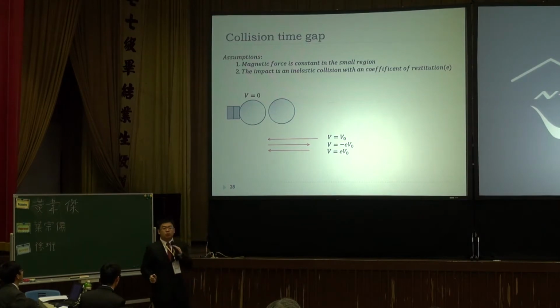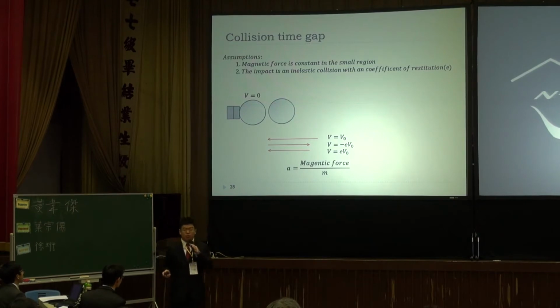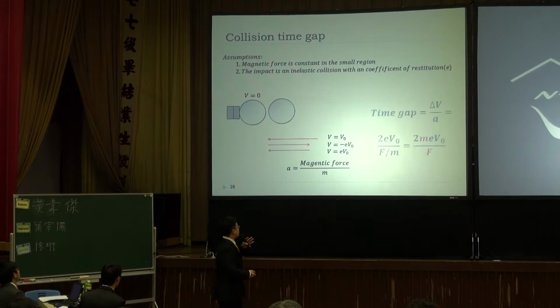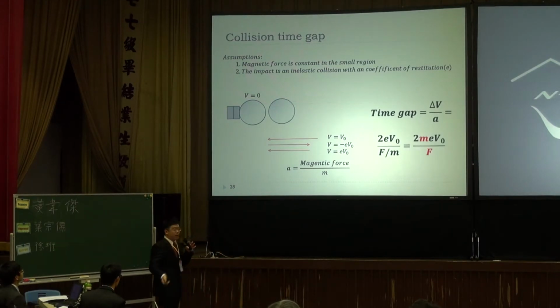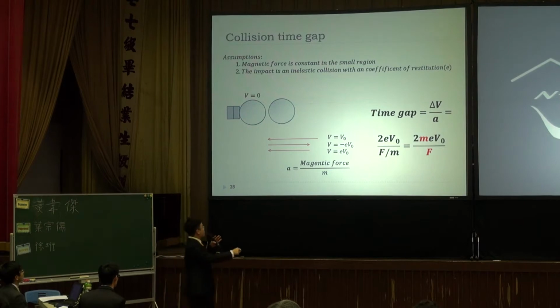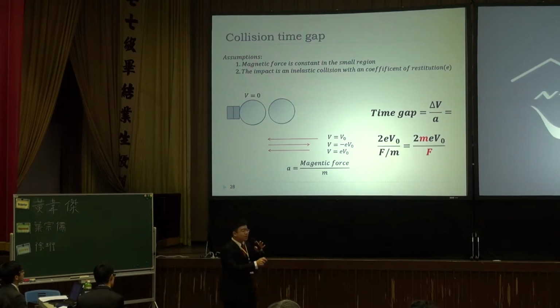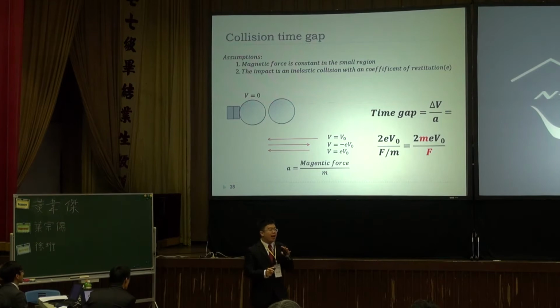Under the assumption of constant force, we will get a constant acceleration, A. And the change of velocity will give us the time gap. The time gap between two collisions will be delta V over A. So delta V over A gives us this relationship. And we're mainly investigating how the mass and the force affect this phenomenon.